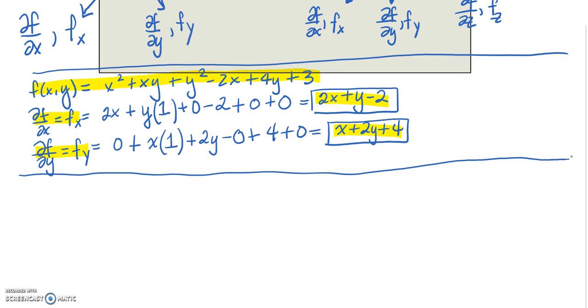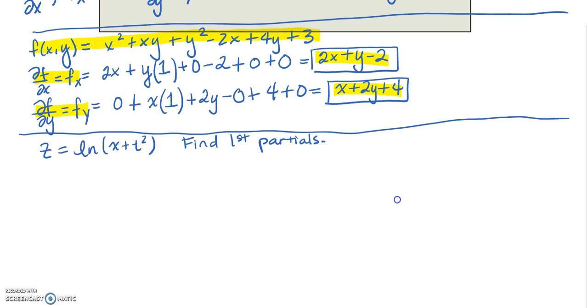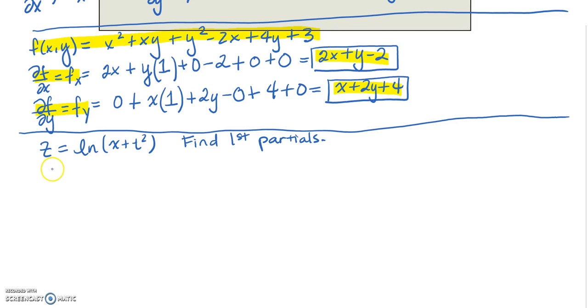In this example, I've got z is equal to the natural log of x plus t squared. Now notice that this isn't actually given in a function form. It's more of an equation. And what we're after here is we want to find the first partials. So I need to think to myself, is this a function? If it's a function, what are the independent variables? And so yes, it is a function, and my independent variables are x and t.